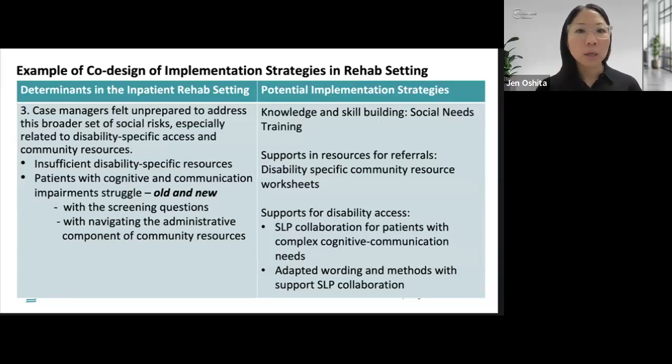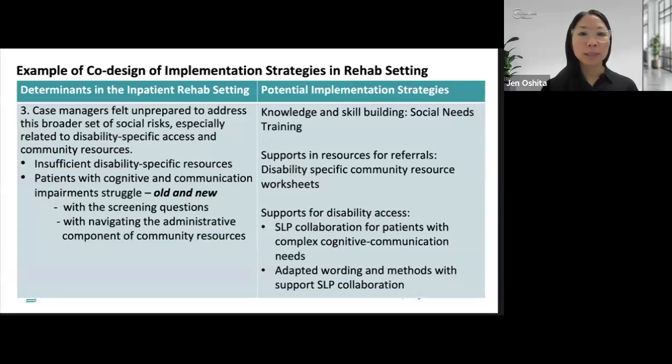social needs screening. So one was building knowledge and skills of the case managers through a social needs training. Another was providing more supports in resources that the case managers could give to their patients when referring them to community and state and federal resources. And so Spalding leadership actually did work with case management to develop these worksheets that were designed to provide a list of resources by disability type.